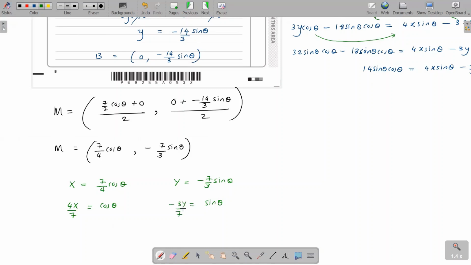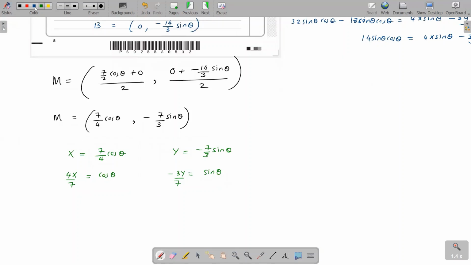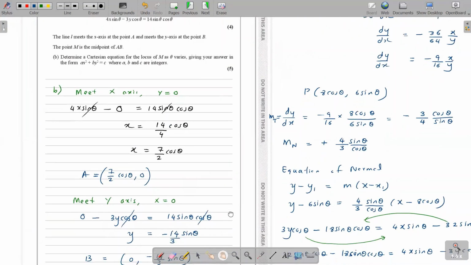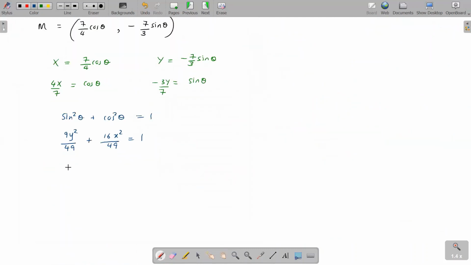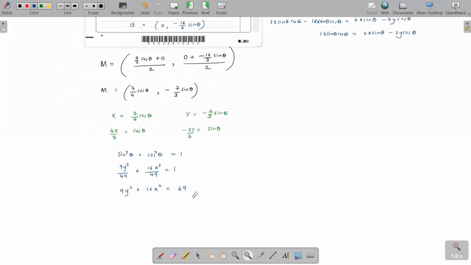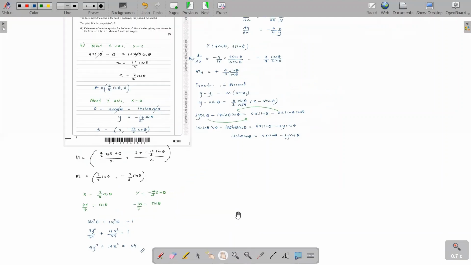And then how do we eliminate theta and get x and y together? By using the equation sine square theta plus cos square theta equals 1. Sine square is minus 3y over 7 square, which is 9y square over 49. Cos square is 16x square over 49, equals 1. They wanted the equation ax square plus by square equals c, where a, b, c are integers. So multiply everything by 49: 9y square plus 16x square equals 49, which is the show that. Okay, is this clear?